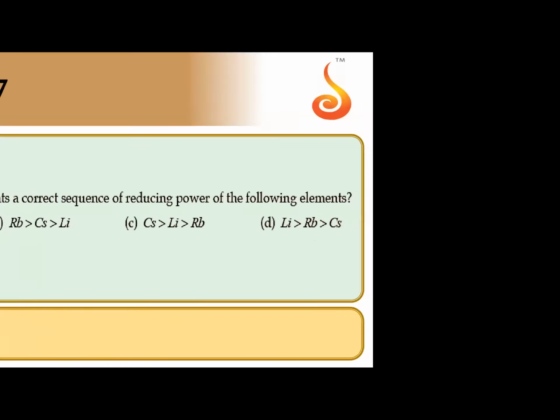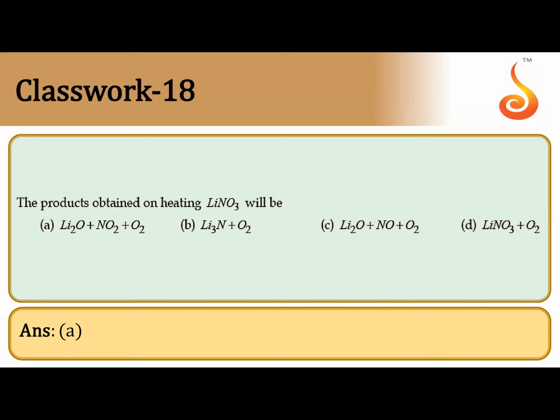Okay, going to the next question. The products obtained on heating lithium nitrate: when you heat, you will get lithium oxide, nitrogen dioxide and oxygen. Reddish brown gas is evolved. Therefore, option A is correct.